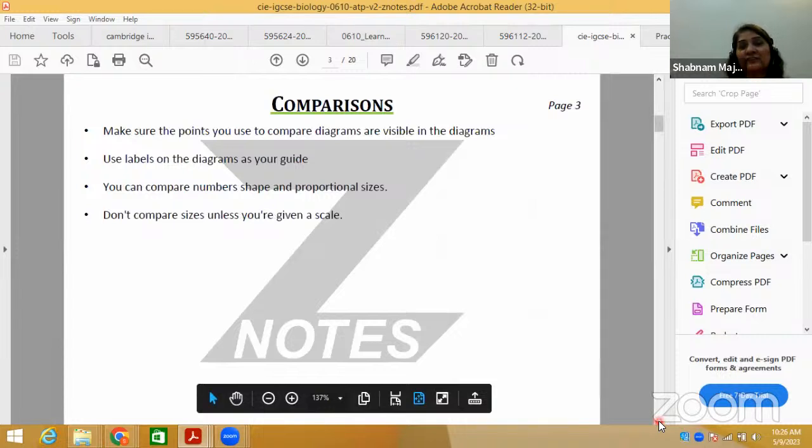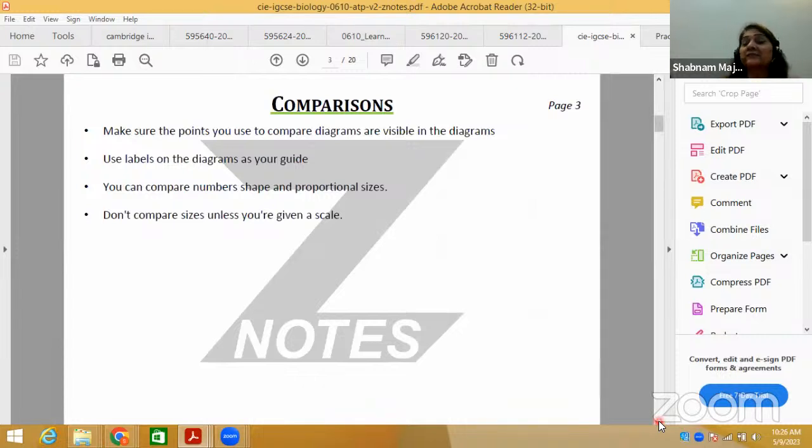Make sure the points you use to compare diagrams are physical. Suppose they give you figure 1.1 and ask you to compare it with figure 2.2, where one is a hydrophytic plant and another is a xerophytic plant. They ask you to pick up the features and compare the two. Even in the case of a blood cell taken from a human and a blood cell taken from a chick, whatever. When you compare, you make a table to pick up the features, or you compare figure 1.1 with figure 1.2. So observable features are very important.